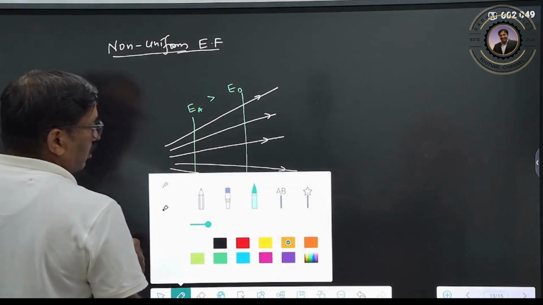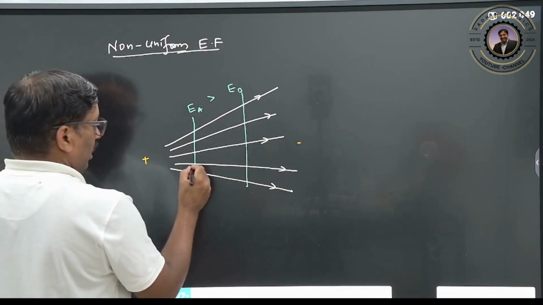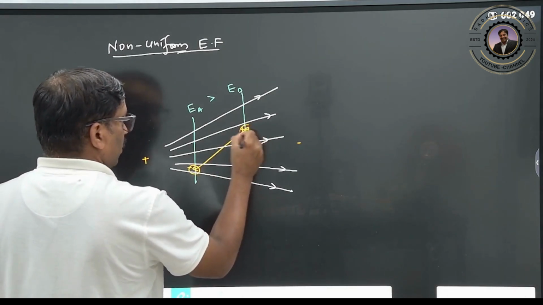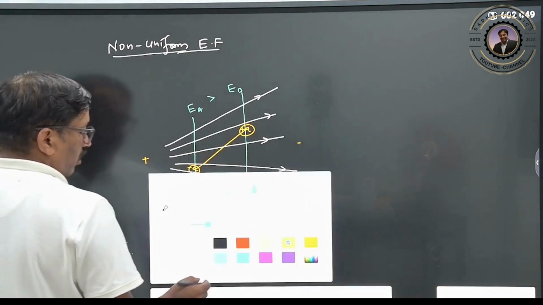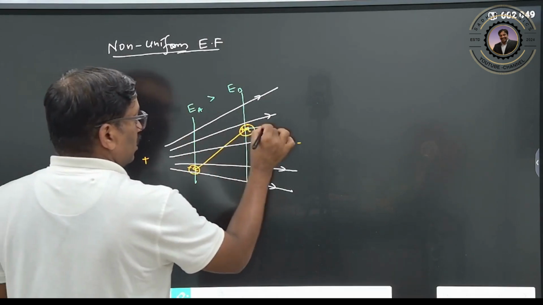So what can you get now? Therefore, this side is positive and this side is negative. So here you can take it as minus Q, and here it will be plus Q. If it is like this, what will happen now? It is going to experience a force on this side.